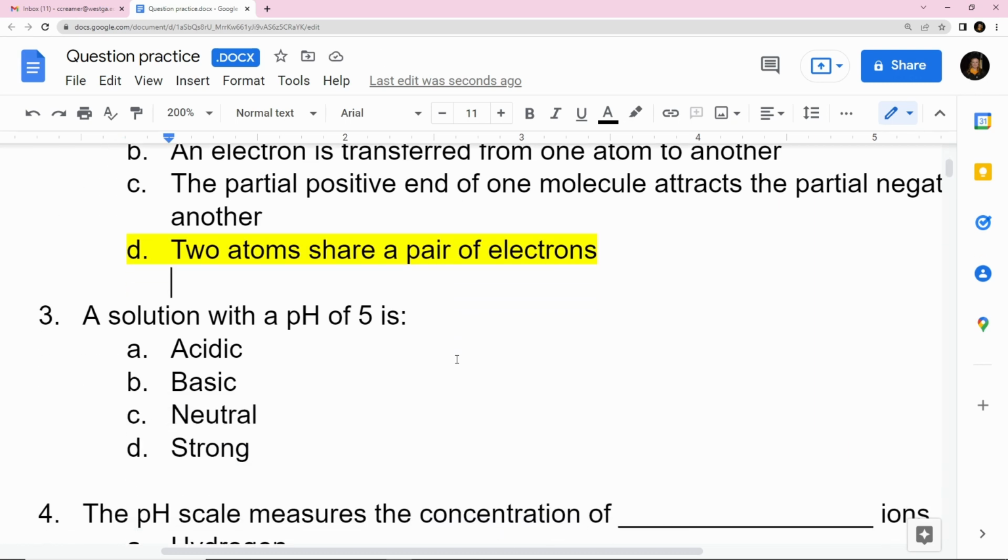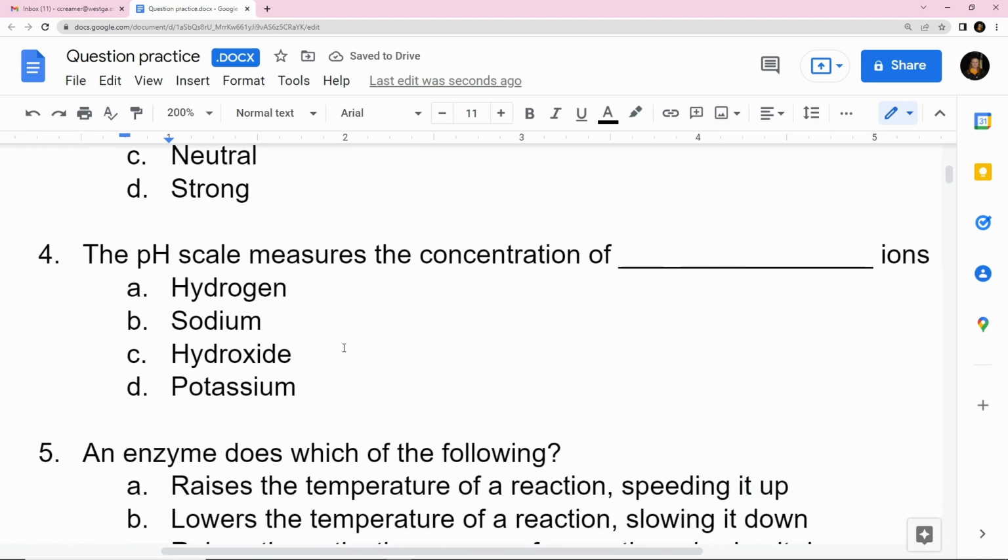Next question. A solution with a pH of 5 is acidic, basic, neutral, or strong? Something with a pH of 5 would be acidic. Question 4. The pH scale measures the concentration of blank ions: hydrogen, sodium, hydroxide, potassium. If you said hydrogen, you would be correct.